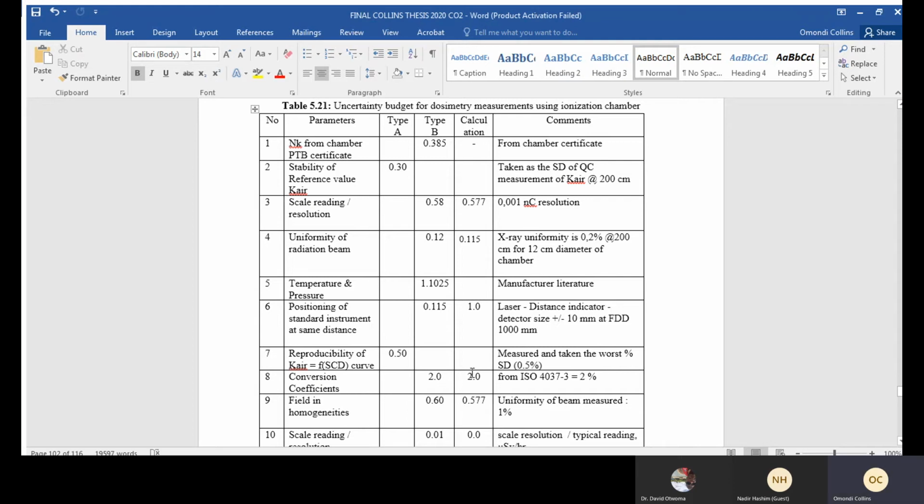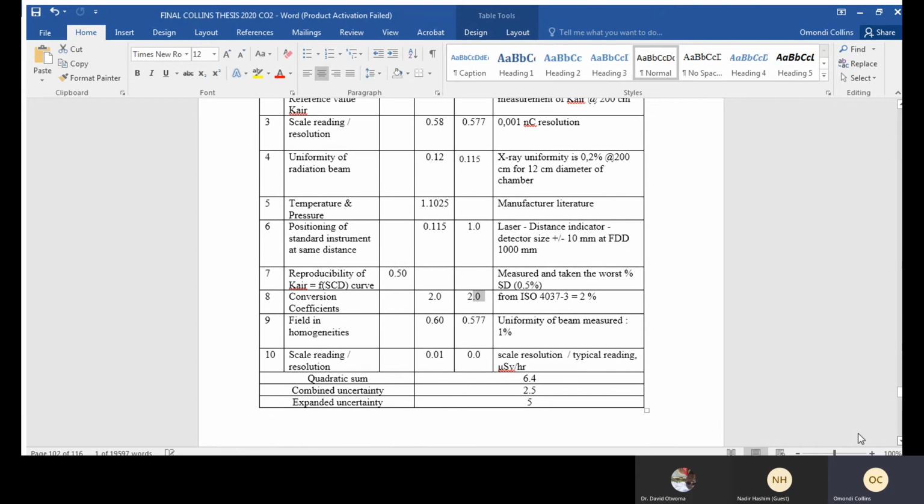The conversion coefficient, this is the highest, and this is from the ISO 4037. It has the biggest contribution. So if this is summed up, it comes to 5%. So for this experiment, the total uncertainty is plus minus 5%.